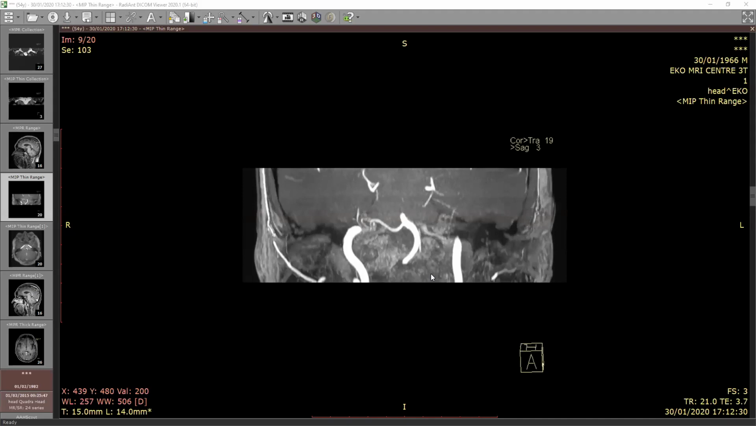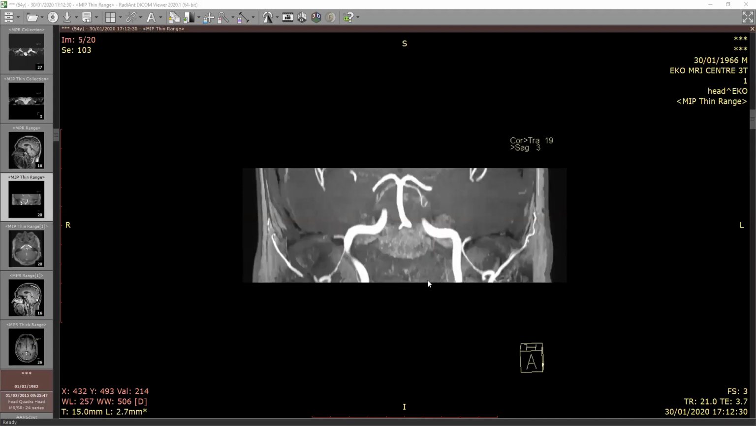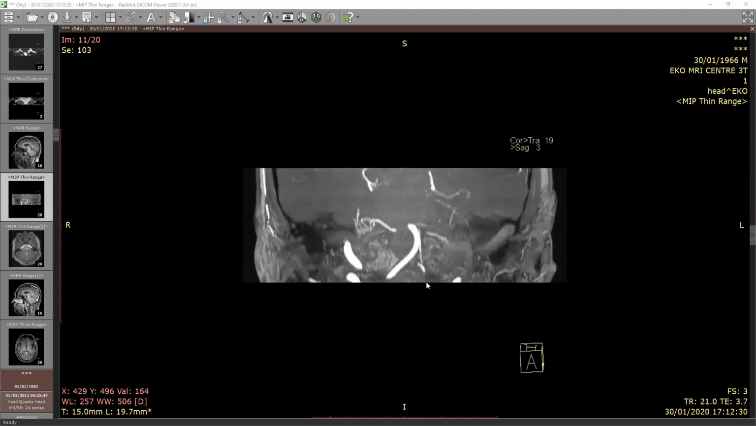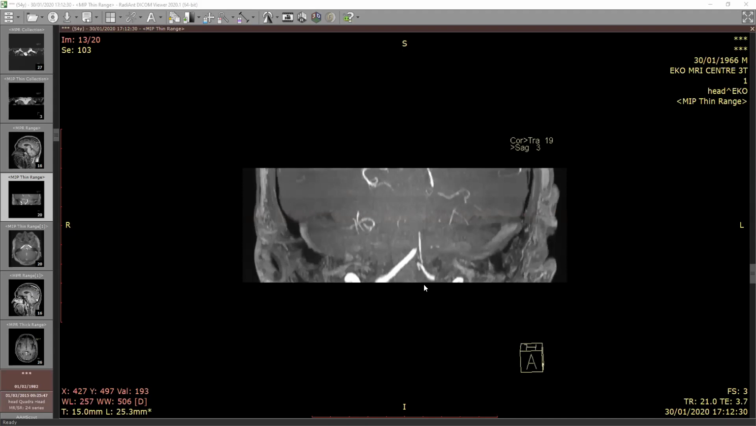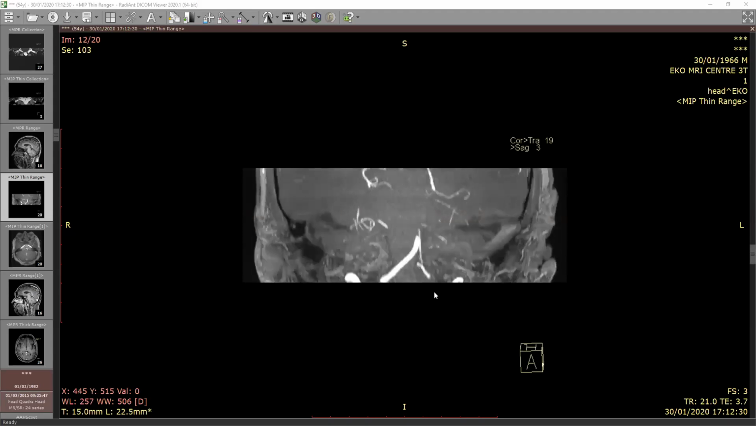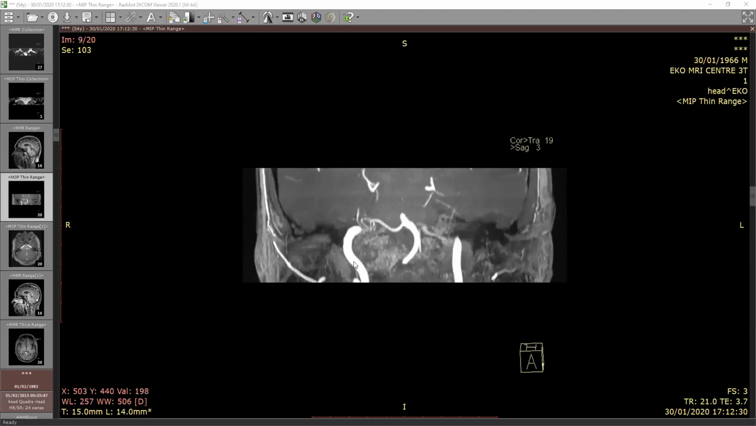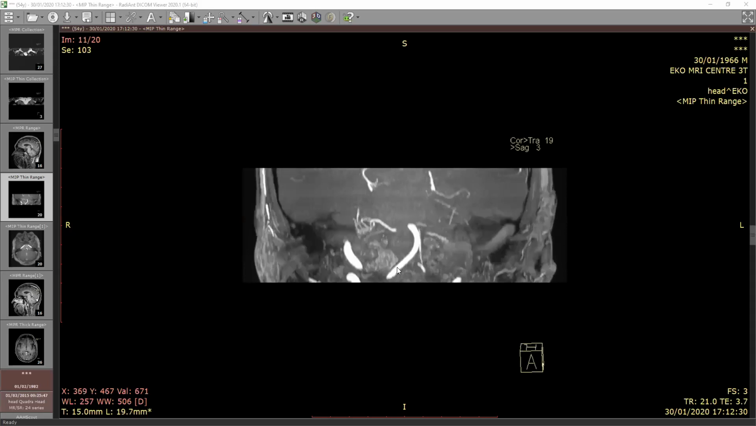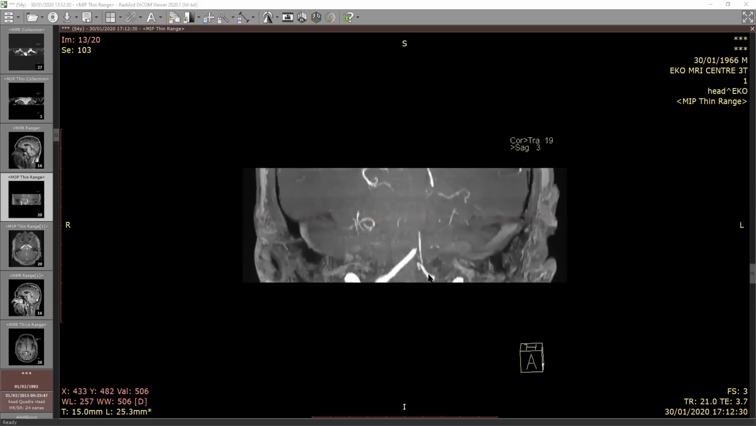Yeah, these are the two vertebral arteries. No, I'm so sorry, my bad. Those were the carotid arteries. So this is the vertebral artery over here. Apologies for that. This is the vertebral artery. These are the internal carotid arteries. So this is one vertebral artery. This is the other vertebral artery.